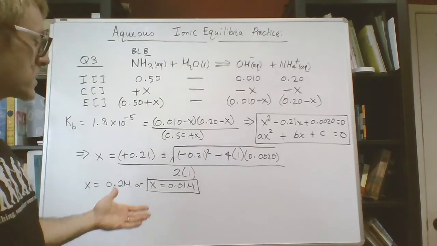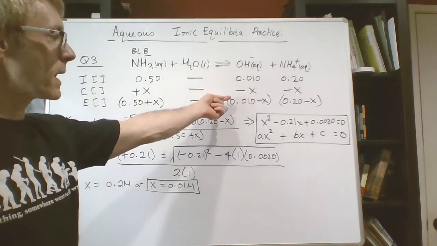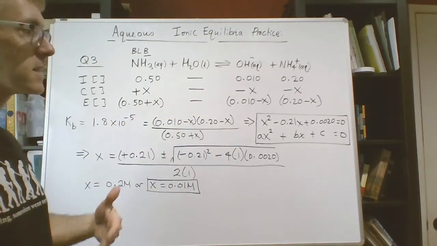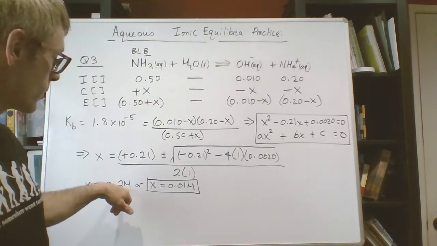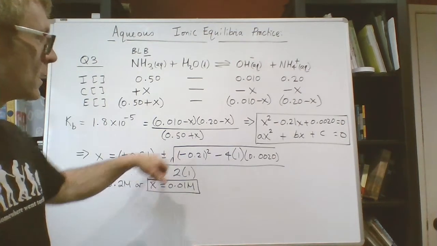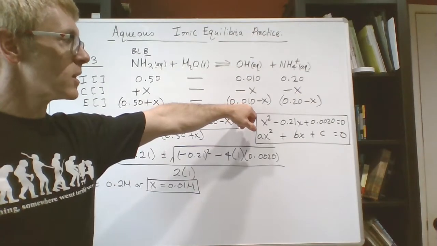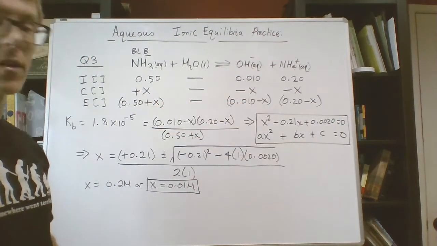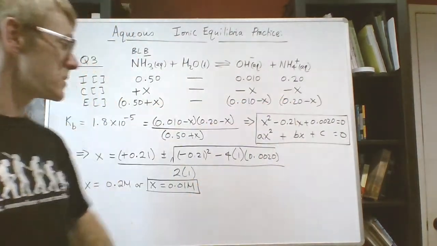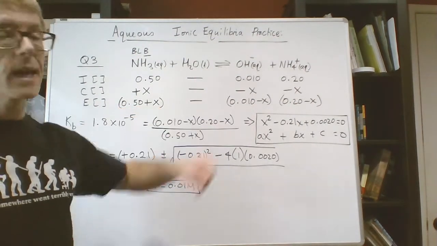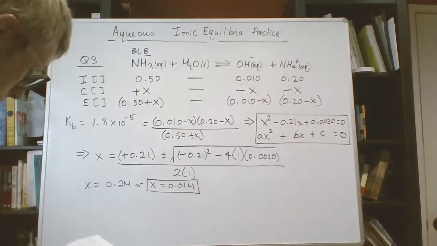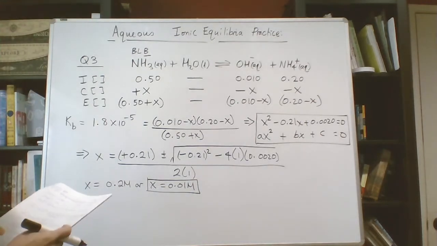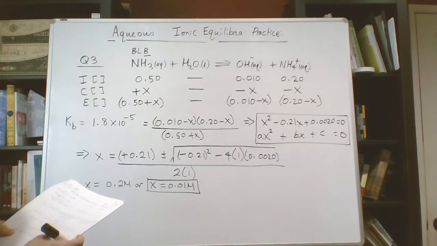If they're both positive, insert them back into the ICE table and see which one preserves positive molarities. If we were to insert this value, because it's larger than this value, it would return a negative molarity which has no physical significance. So we know there's only one physical solution, so let's proceed with it.